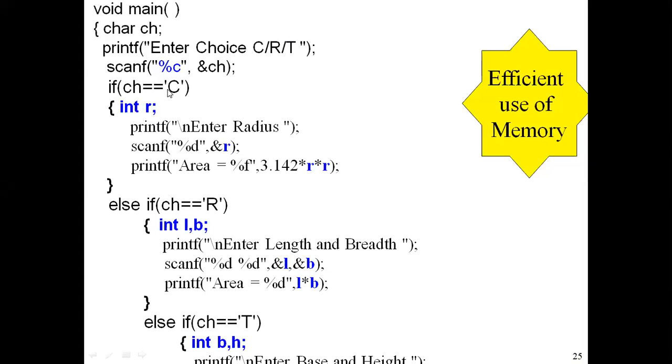Same way, if the choice is R, so if this condition is false, R will not get memory. It will go to the case where the choice is R, go inside that block, and memory is given to length and breadth. These two variables get memory. These are local variables, declared at the start of the block, inside this block, and can be used only in this block.